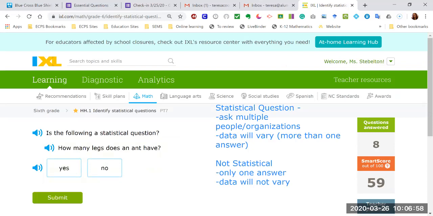So I hope you get this a little bit better now. Go ahead, and when it pops up, this one should be a little bit easier. Just know if it has more than one answer, it should be a statistical question. If it's only one answer, or if you're only asking one person, then it would not be.